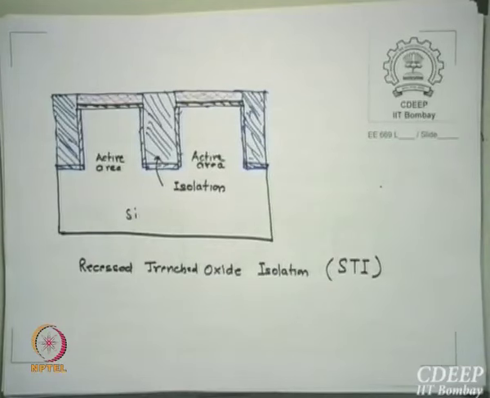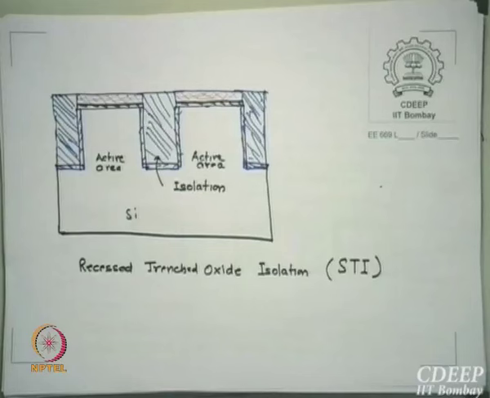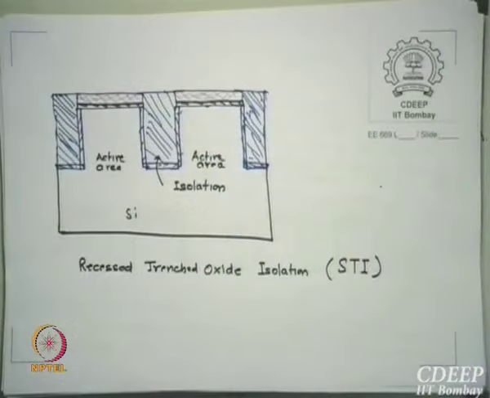Okay, this is called recessing because it now fits to the surface. It's called recess. Anything which is fitting with the surface is called recess. If it is above, it is not recess. This has become recess. So this is recessed oxide. This is trench isolation. So where are the active regions now?